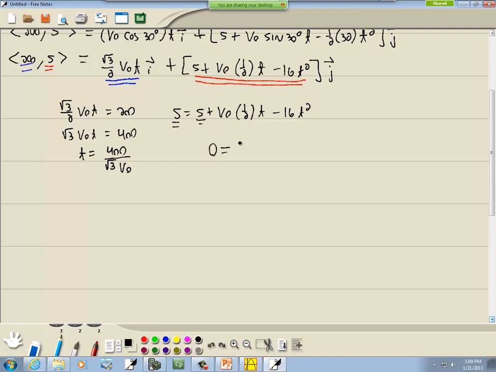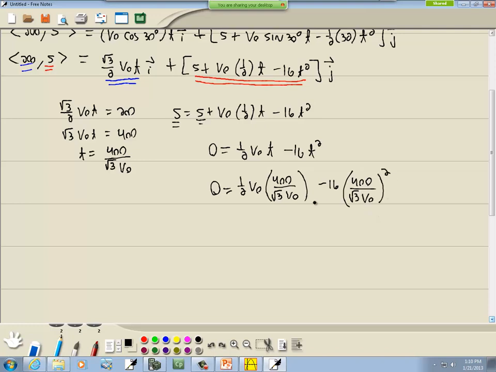And we get 0 is equal to 1/2 v naught t minus 16 t squared. Well, we just said t is equal to this value, so let's plug that in. So we got 1/2 v naught times 400 over square root of 3 v naught minus 16 times 400 over square root of 3 v naught squared. Okay, let me double check myself here. Okay, 400 square root of 3. Yeah, it looks right.